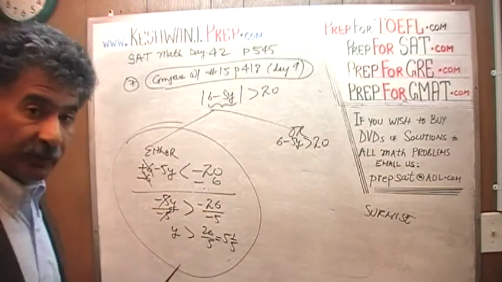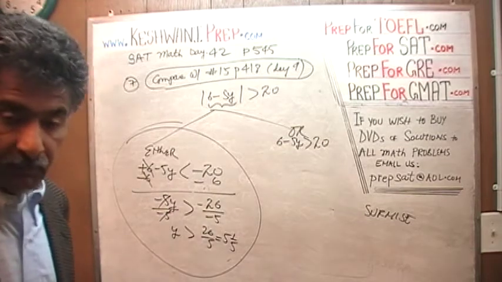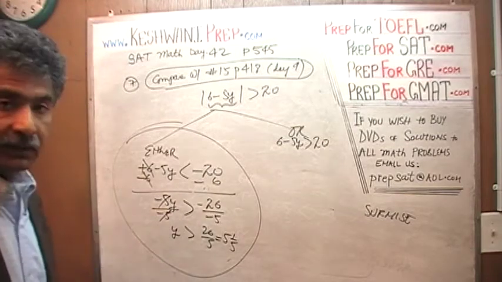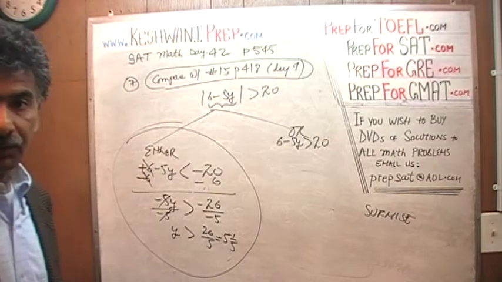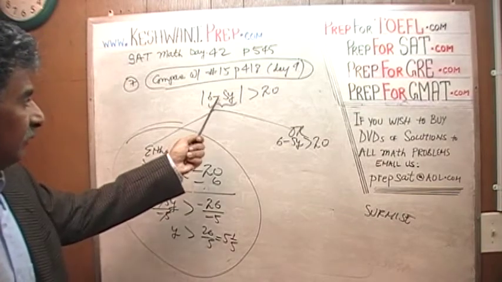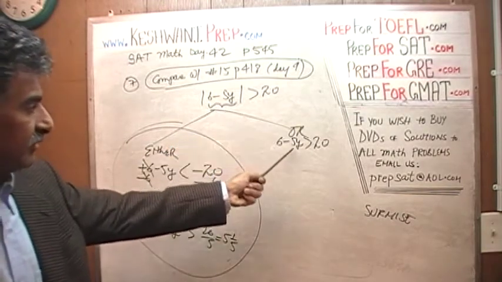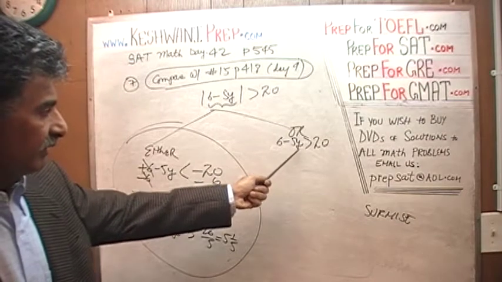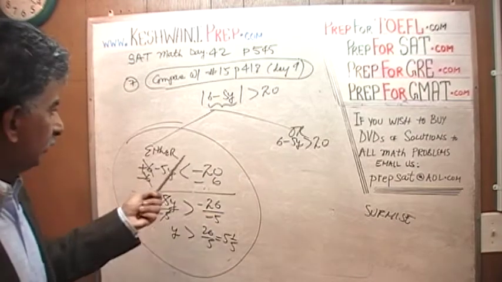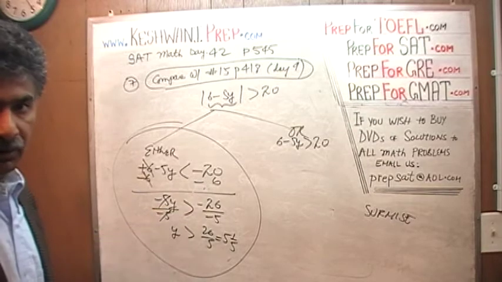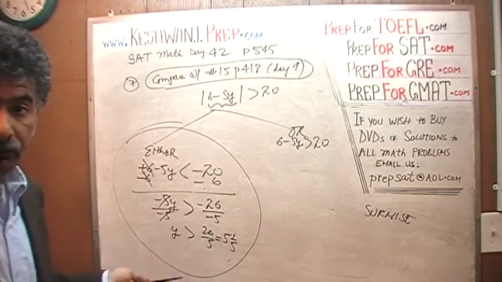The reason I started out with this side is because my gut feeling told me that the answer probably is here, because most people do not think about this scenario. Most people, when they see 6 minus 5y is more than 20, immediately say to themselves that 6 minus 5y is more than positive 20. They do not realize that it could also be less than negative 20. So I thought the answer was here, but it's not here.